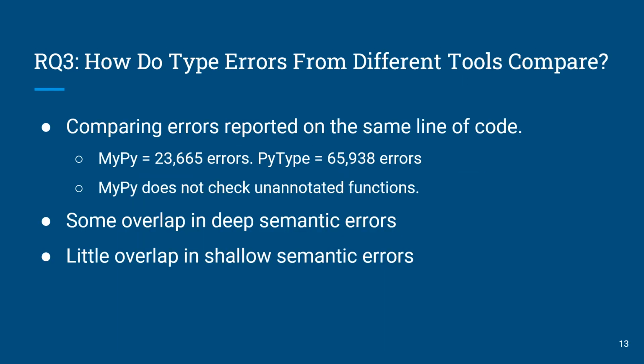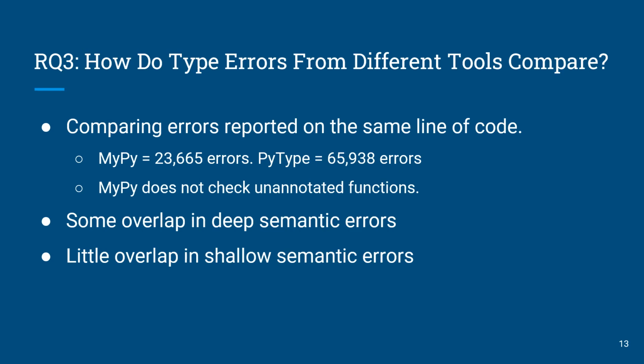Lastly, we want to know how type errors from different tools compare. We are interested in errors reported by MyPy and PyType on the same line of code. Excluding import-related errors, MyPy reports 23,665 errors, and PyType reports 65,938 errors. The difference in numbers is largely because MyPy does not type check unannotated functions.